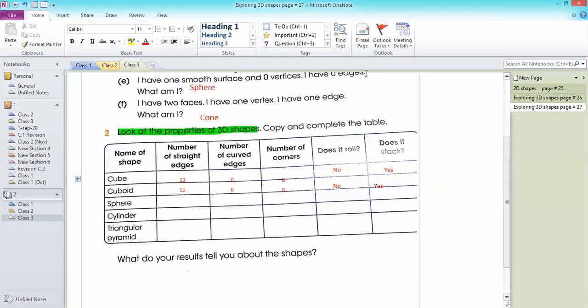Okay, I will take one of you and I will ask. Fahad, can you hear me? Hatim, can you hear me? Yes, sir. Yes, Hatim, can you tell me how many straight edges are there in the sphere? Yes, sir. Me, Fahad, sir. Okay, Fahad. Can you tell me how many straight edges are there in a sphere?